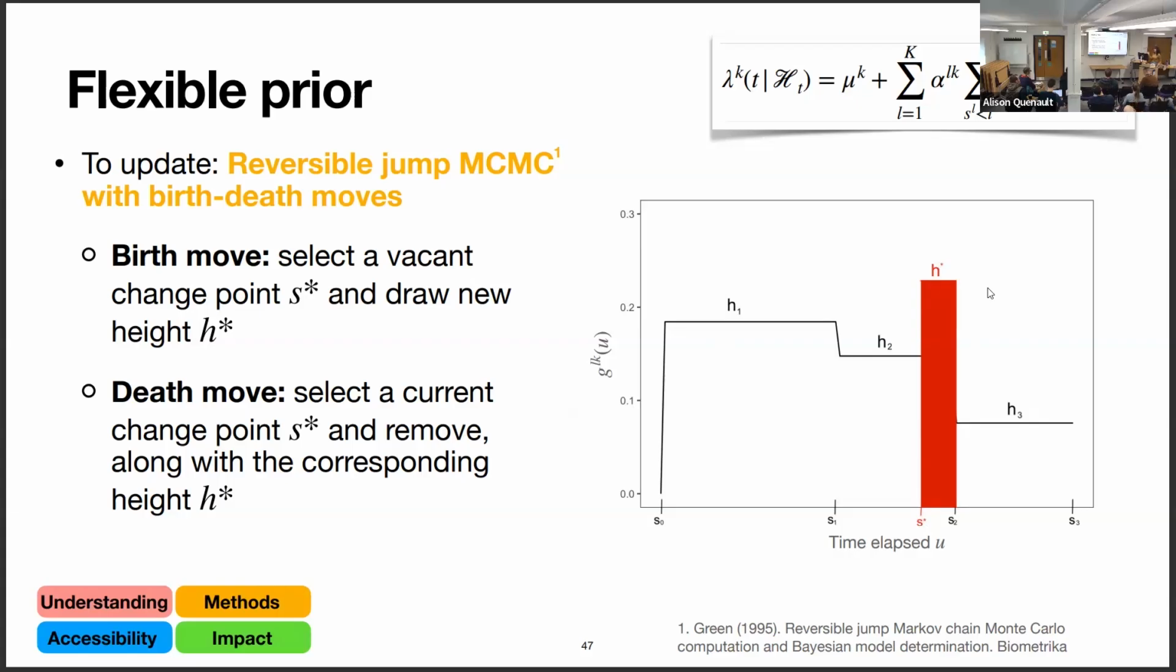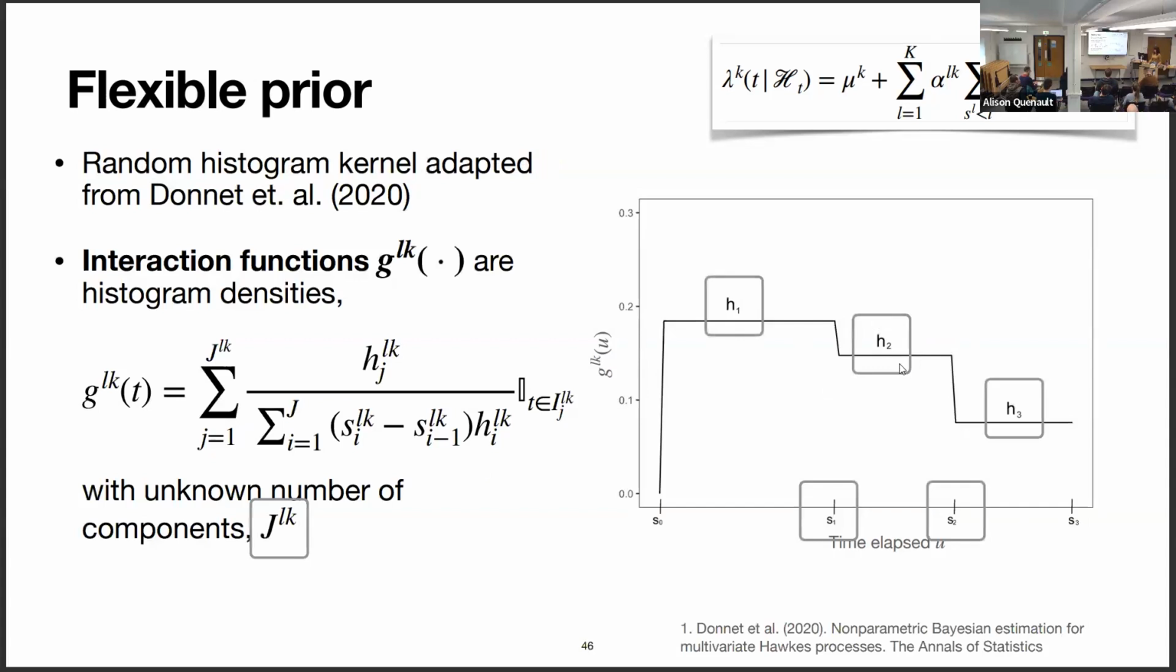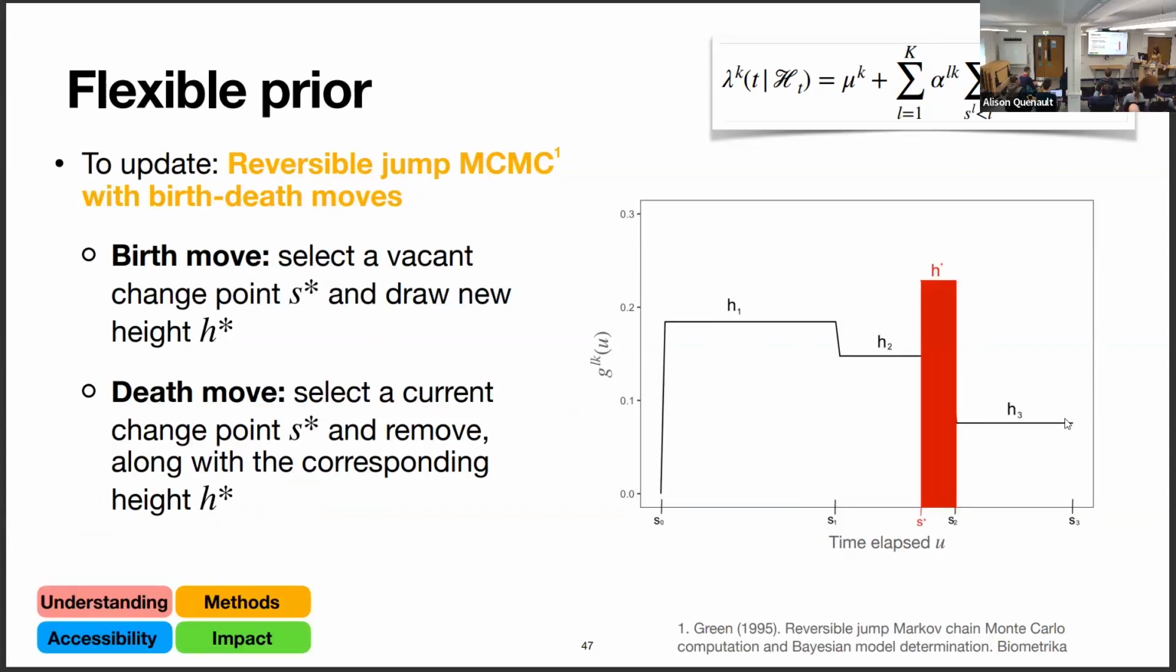And then if we want to propose a death move instead, we take our 4 components and, from the set of current change points, we choose S star. We then remove S star and the corresponding height to regain the 3-component histogram, which we then accept or reject with some probability. We also tried a split-merge move, but that didn't really do much and it added a lot of computation.